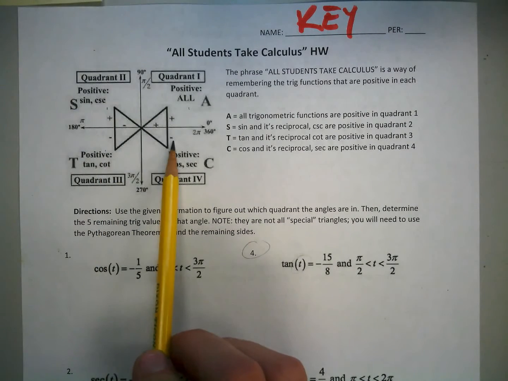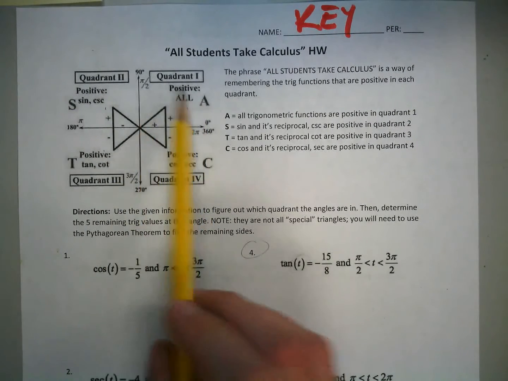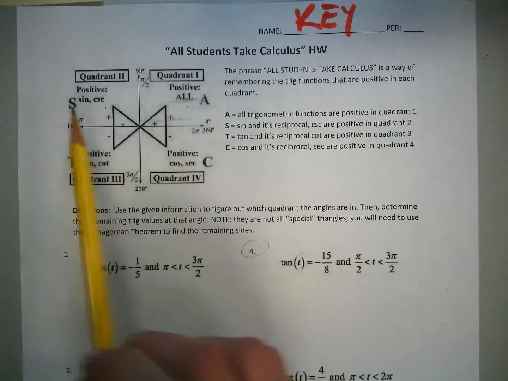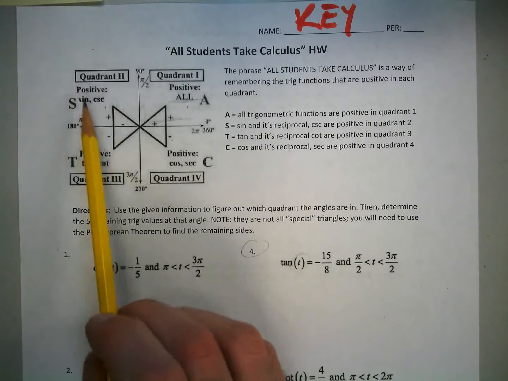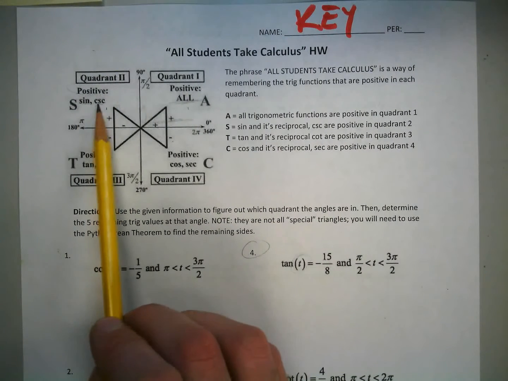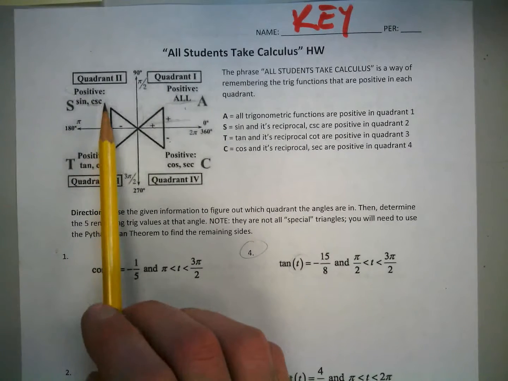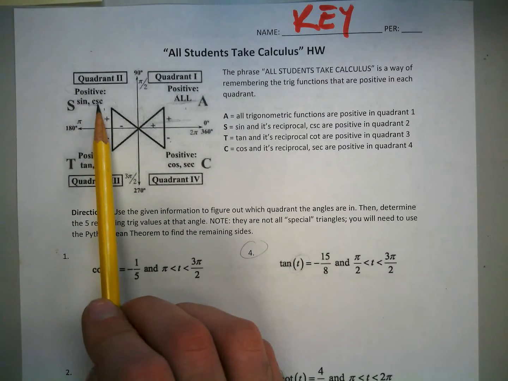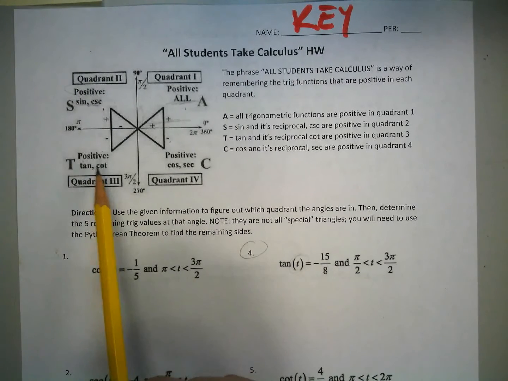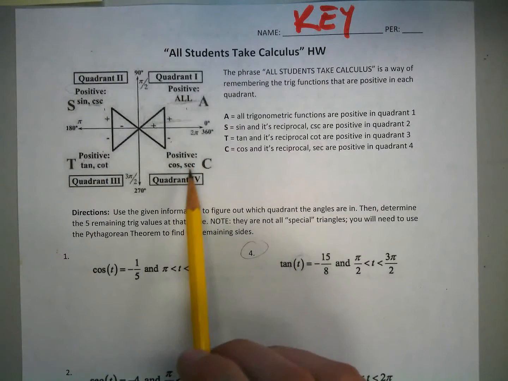are positive in. Remember, in the first quadrant, all the trig functions are positive. All the x and y values are positive. In the second one, only the sine and its reciprocal, cosecant, are positive. In the third quadrant, only tangent and its reciprocal are positive. And the same in the fourth quadrant for cosine and its reciprocal, secant.